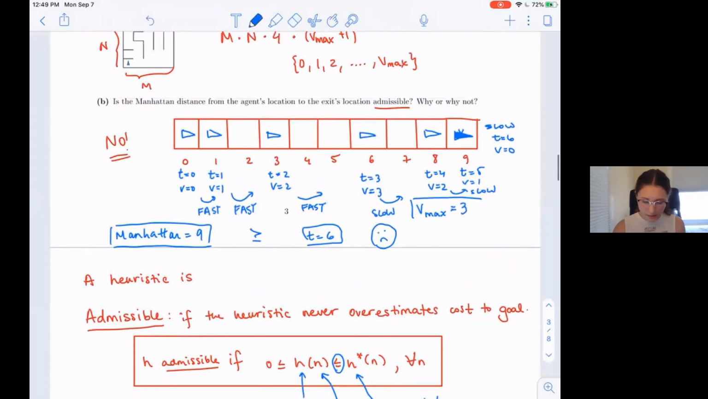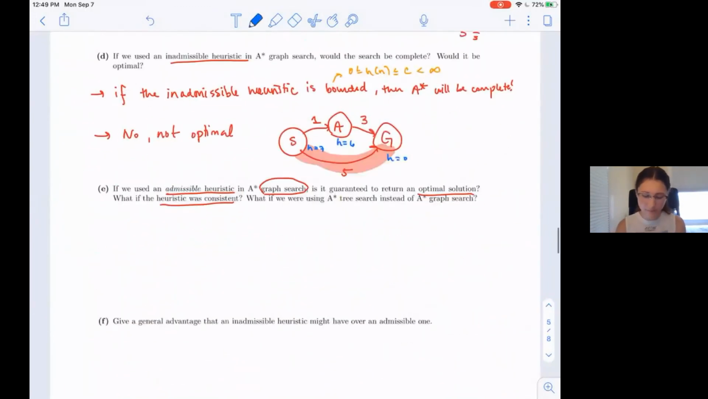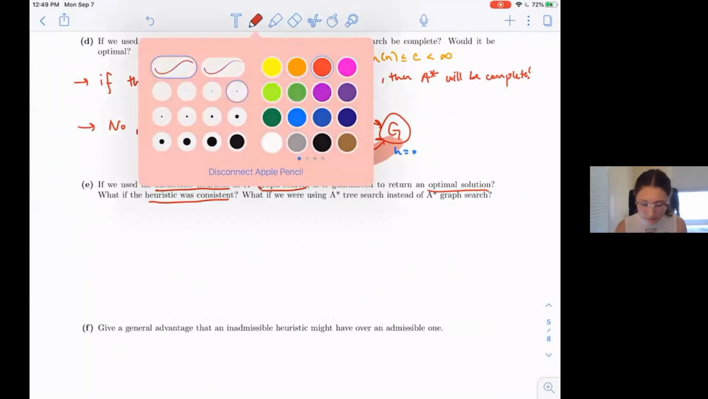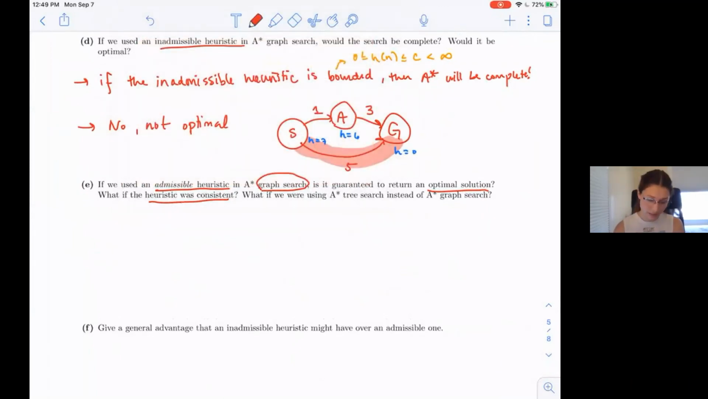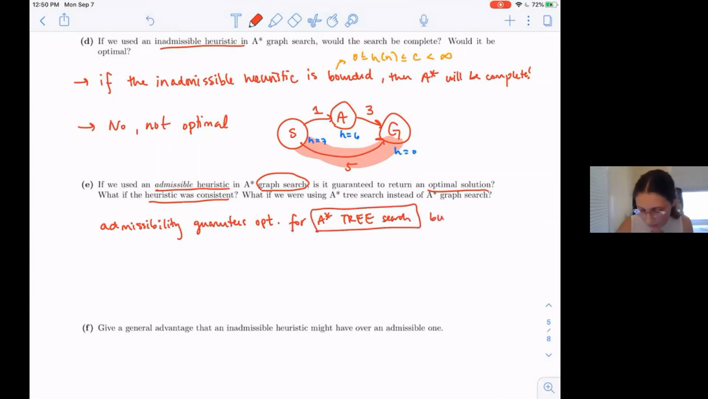Now, if we go back to our problem, if we use an admissible heuristic in A star graph search, it is not guaranteed to return an optimal solution in graph search. However, if we were doing A star tree search, it would be. So admissibility guarantees optimality for A star tree search but not for graph search.